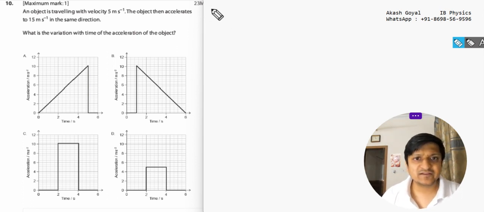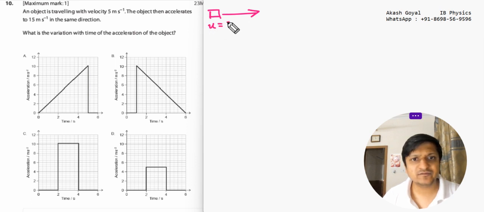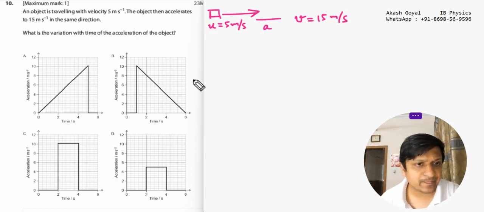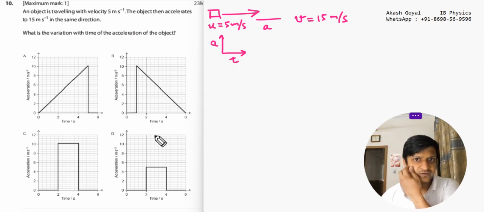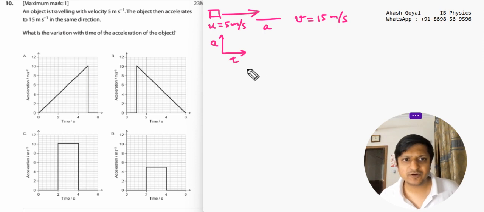So there is some object which was moving in the same direction, and the u is 5 meter per second, and then it accelerates in between, and the final velocity becomes 15 meter per second. So we have to now see the AT graph. We have to depict which AT graph is the right graph. So for this question, first of all, we have to see which graph depicts the right activity.